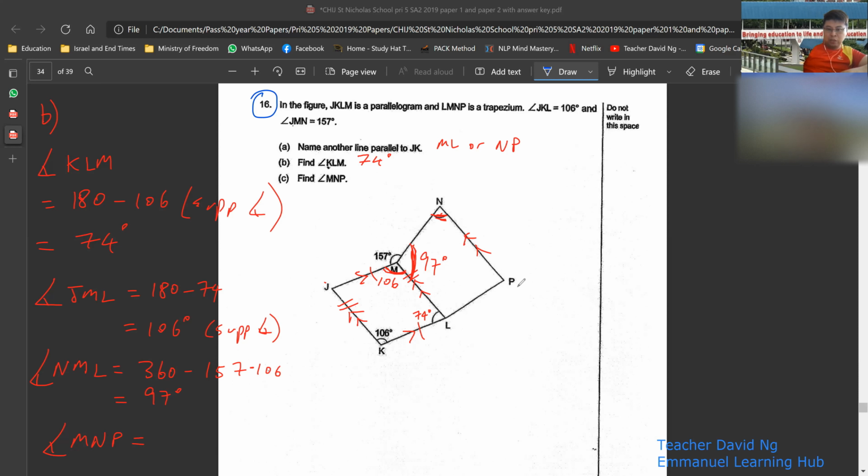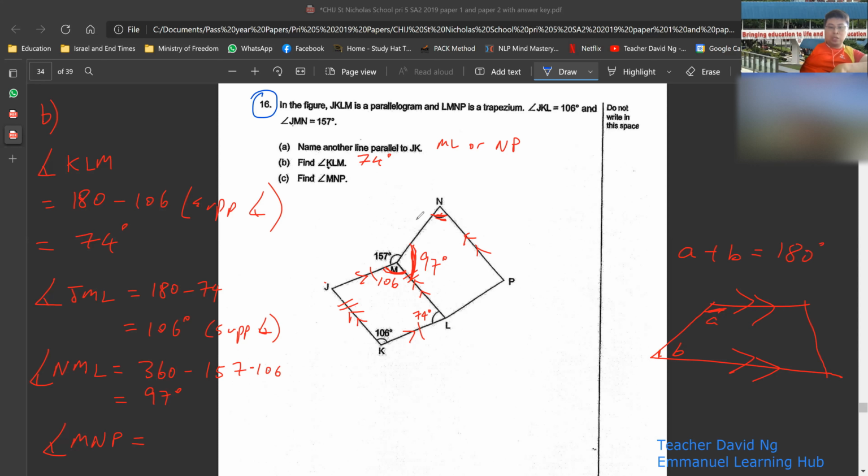Okay, this one is a trapezium, right? Yes. Because I just mentioned trapezium, right? What's the relationship between angle A and angle B, if this is a trapezium? They are supplementary angles. So angle A plus angle B will give you 180.